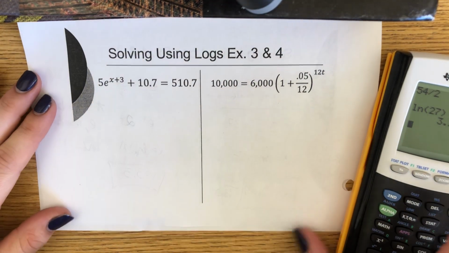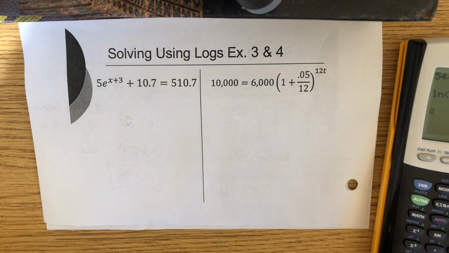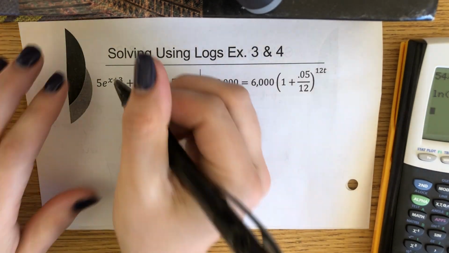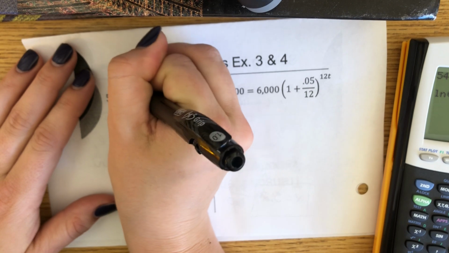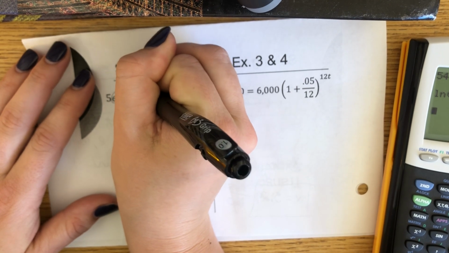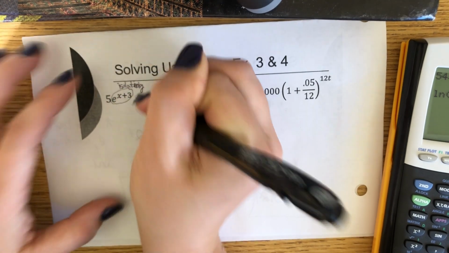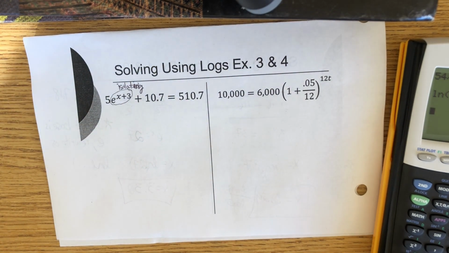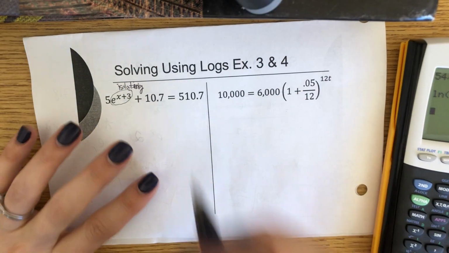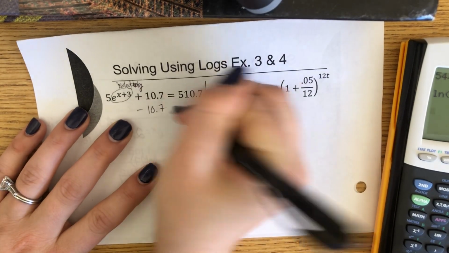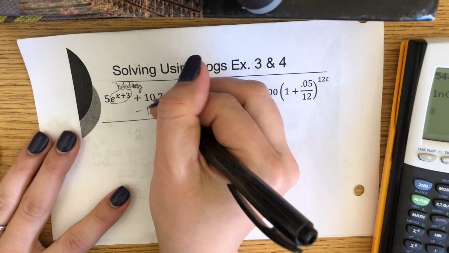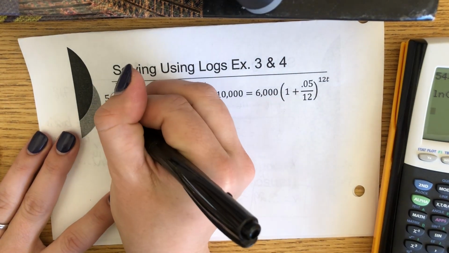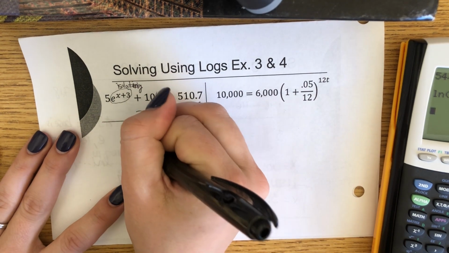All right, so I have this, looks a little more complicated, right? So I'm gonna isolate this exponential part. That's what I'm isolating. So think about what you do first. All right, you wanna subtract 10.7 from both sides. Please do not use your calculator for this. Use your brain.